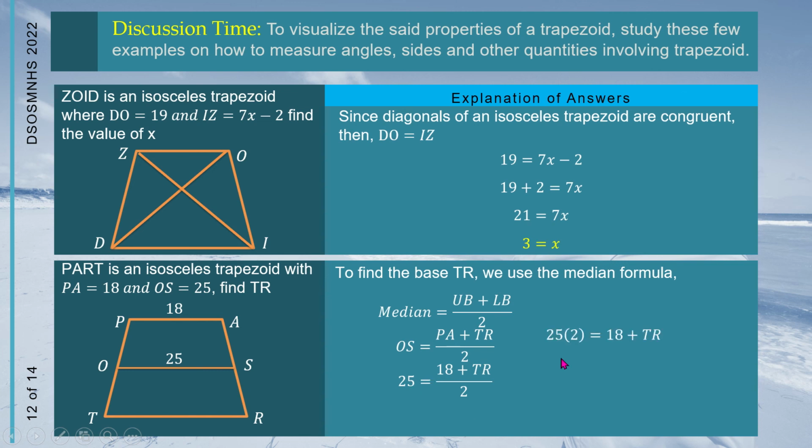So 2 times 25 is 50, is equal to 18 plus TR. So 50, again, 25 times 2 is equal to 18 plus TR. So, sabi ng 25 times 2, 50. Yan kaning 18, i-group pa ni siya sa 50.